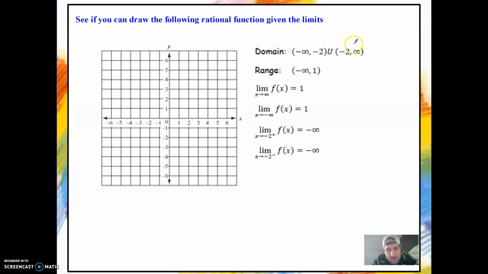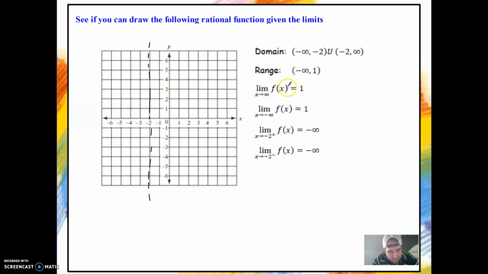Okay, and last one. So we're given some characteristics of the function. We're being told to graph that function. So if we're told the domain is from -infinity to -2, so that's anywhere from over here to -2 is where it stops. So I'm going to put my dotted line right there, and then it picks back up again at -2 and goes towards infinity. So we know that there's a break. This is definitely an asymptote.